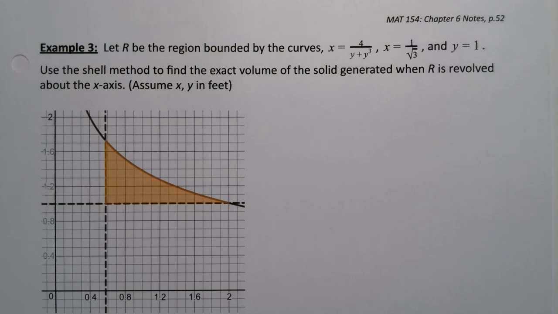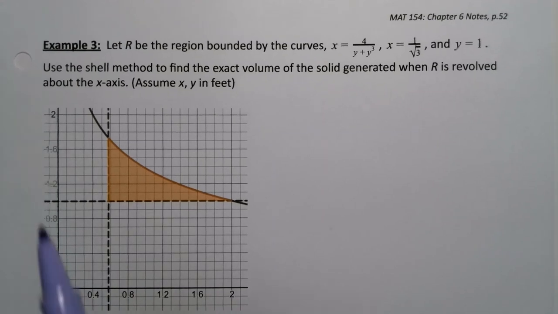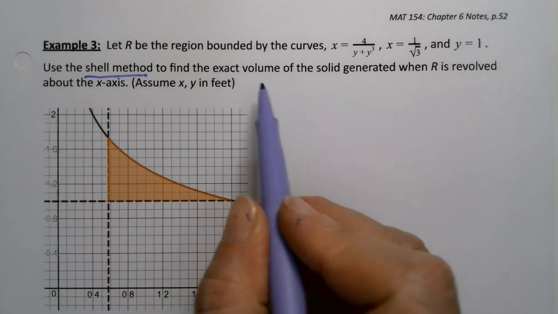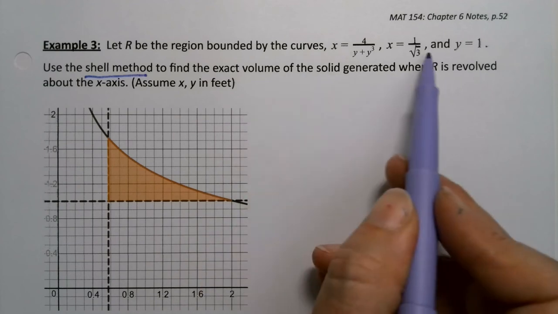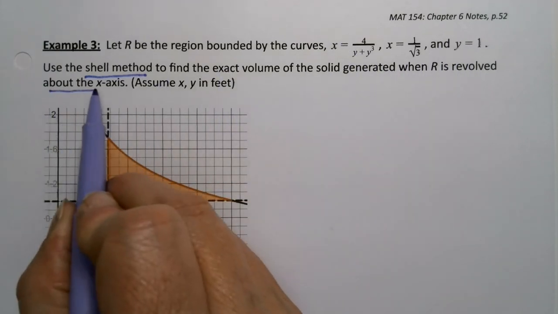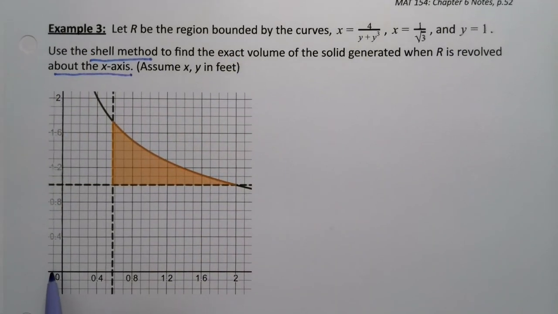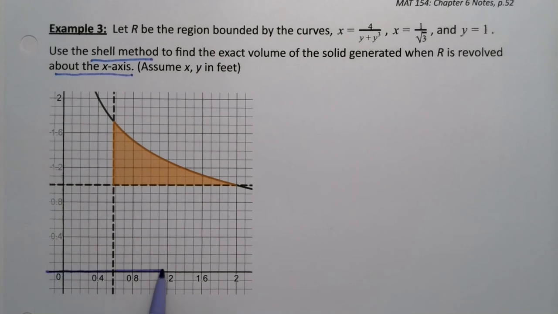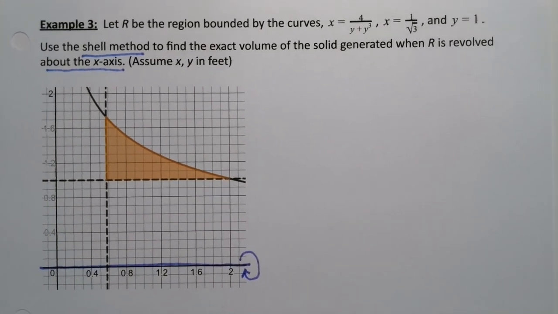In this example, we're going to change things up. We're still going to use the shell method. We're going to find the exact volume generated when this region that's bounded between these three curves is rotated about the x-axis, which we haven't done yet with the shell method. So we have a horizontal axis of rotation, namely the x-axis, which is down here.